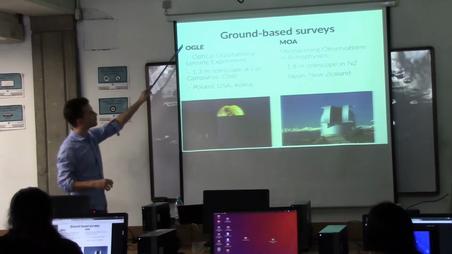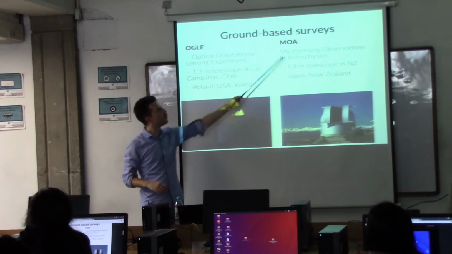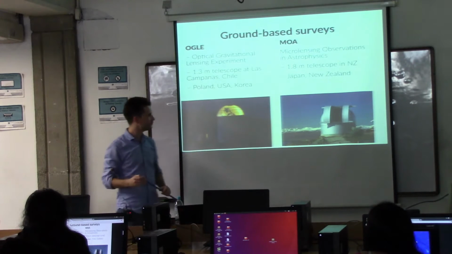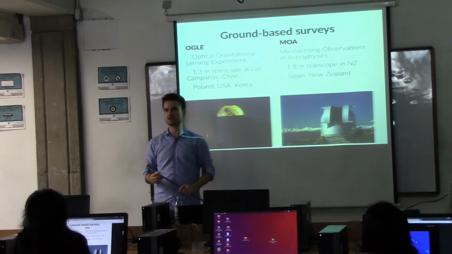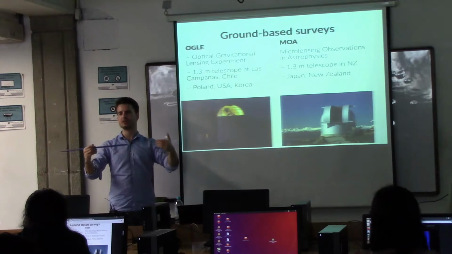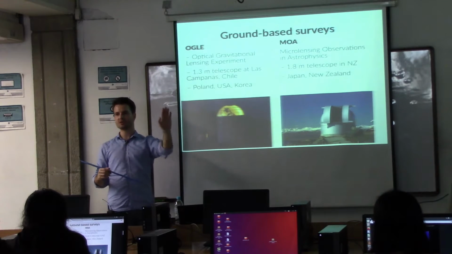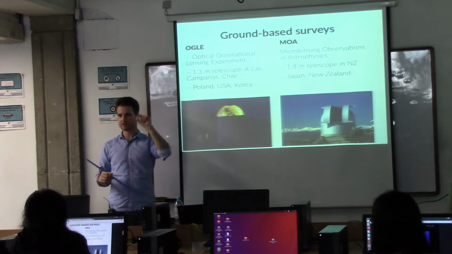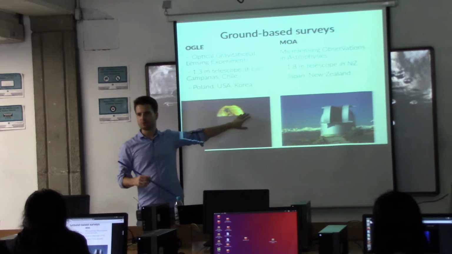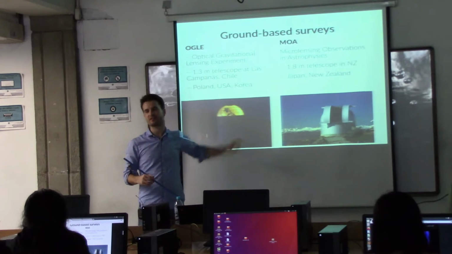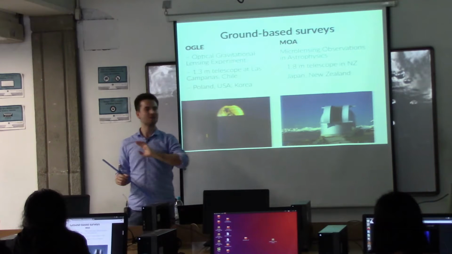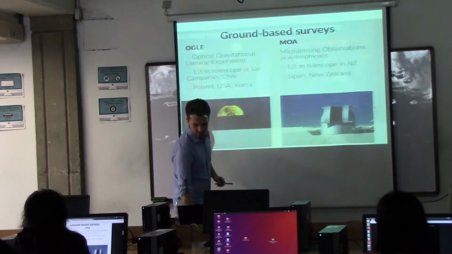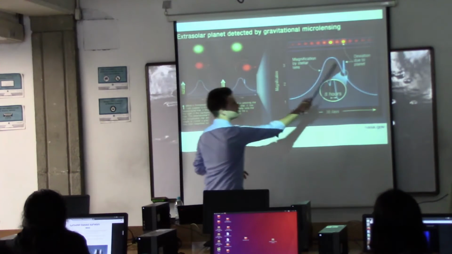The two big programs right now are OGLE and MOA, run by a Polish team and by a Japanese and New Zealand team. They use pretty small telescopes, because you don't need high resolution here. What you need to do is monitor a lot of stars very frequently and hope there will be microlensing events. And sure, most of the time what you will find is variable stars. Loads of variable stars.